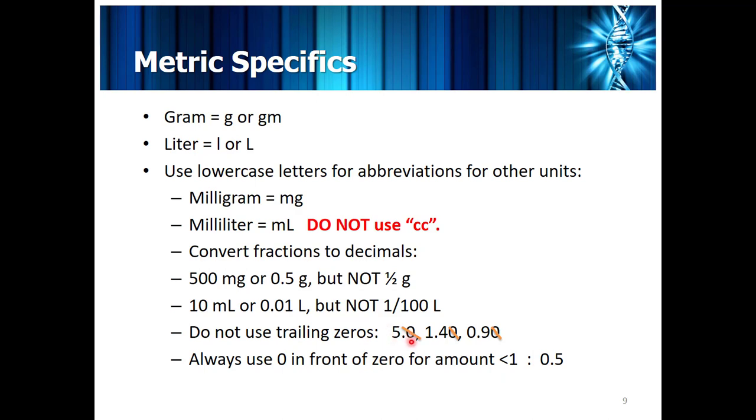If it was 5.10, the answer would be 5.1. And always use a zero in front for numbers smaller than 1. So if it's half of a mL, 0.5, that would be when you'd want to use that zero.